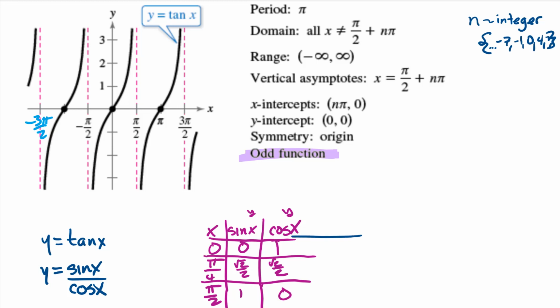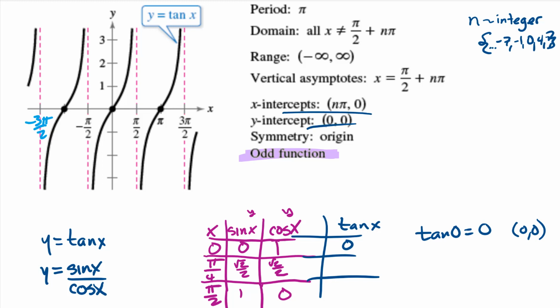And then we move over to tangent. All right, there's tangent of x. So we get 0 over 1 is 0. So that's telling us that tangent of 0 equals 0. Therefore, we have the point 0, 0. And then we'll get root 2 over root 2. That's equal to 1. So tangent of pi over 4 is equal to 1. So when you plug in pi over 4, you get 1.